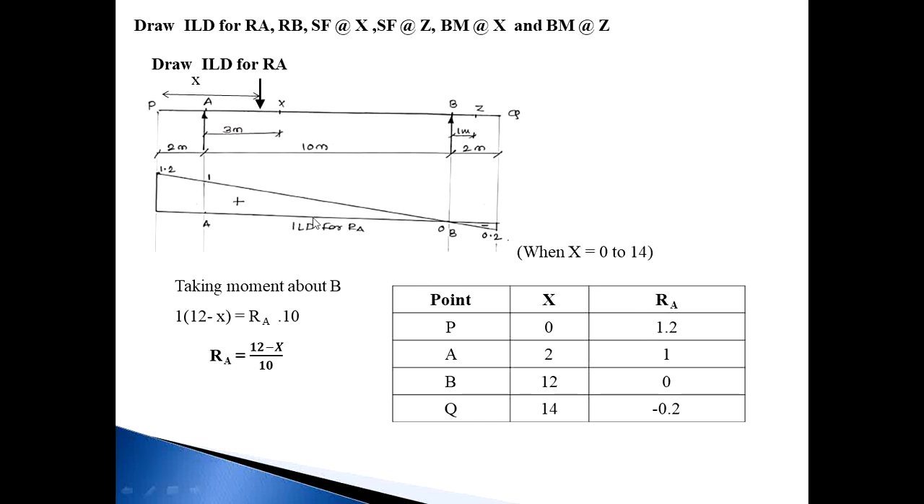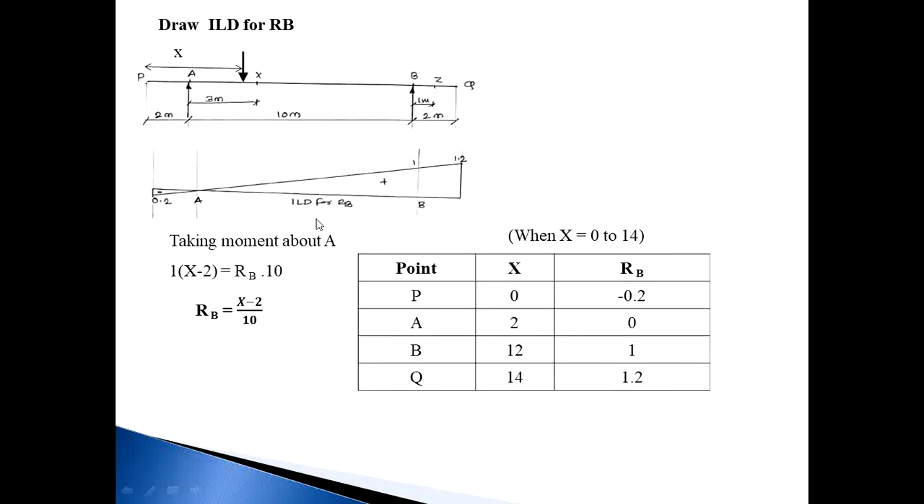Plot these coordinates. Positive values are plotted on the upper side, negative values on the downside of the baseline. So at P this is 1.2, at A this is 1, at B 0, and at Q minus 0.2, which is plotted downside. Join all points, and this is the ILD for RA. When the load is at A, apply unit displacement at point A. By using similar triangle properties, we can easily find all values.